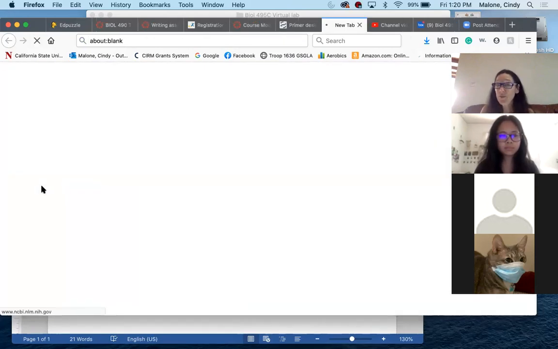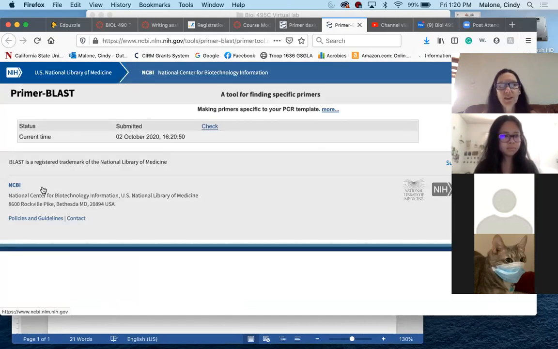So we put in the 3'. We're looking for a 5'. And we're going to see what our program gives us, and it usually comes back in about a minute. Usually not much more than that.